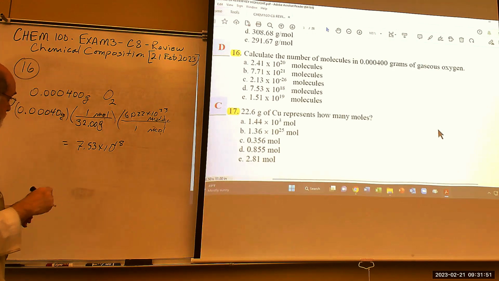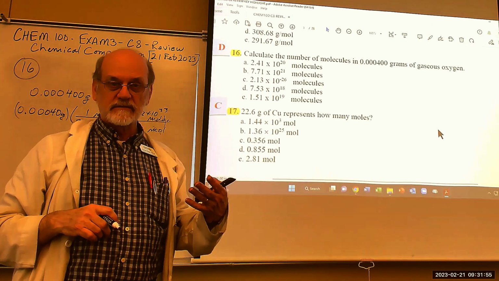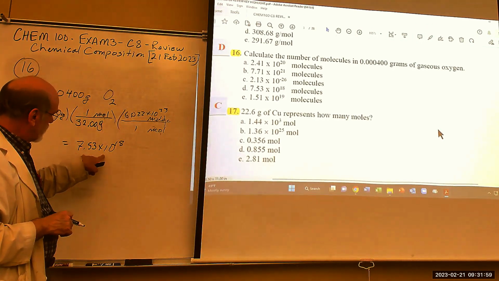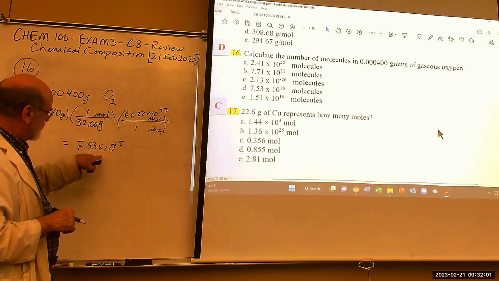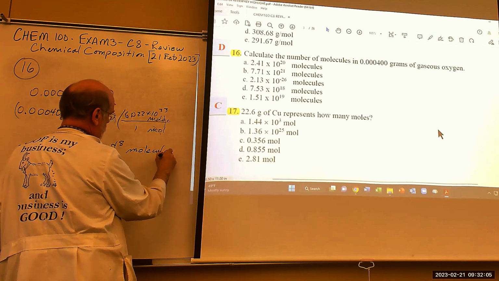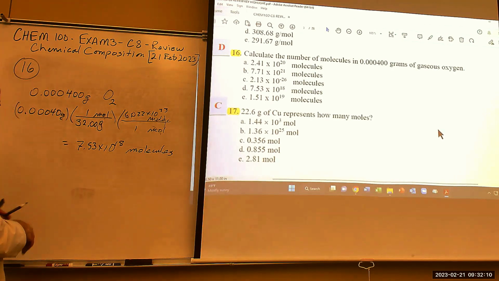Molecules. Okay. How many atoms do we have of oxygen? Twice that many, right? For every one of these, you got 2 atoms. This is molecules. So you would have twice that many atoms of oxygen.